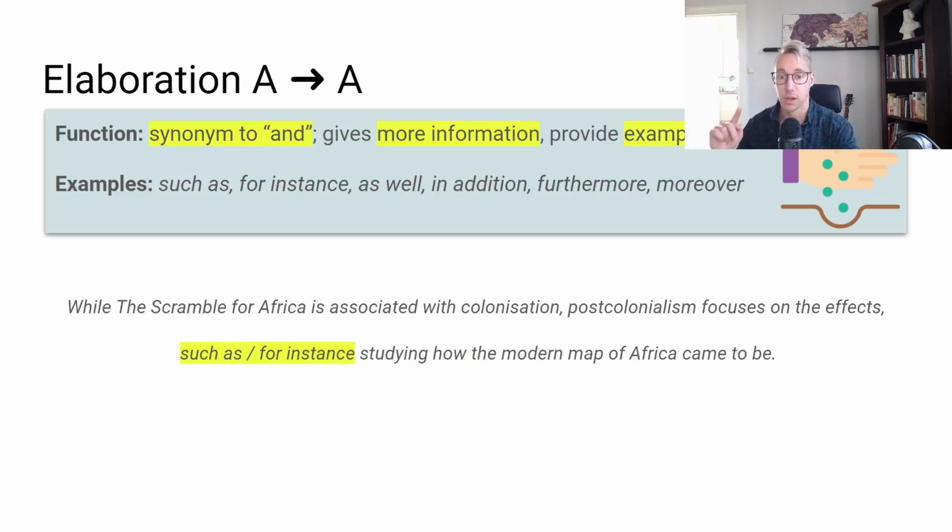Here it says, while the scramble for Africa is associated with colonization, postcolonialism focuses on the effects such as studying how the modern map of Africa came to be. Or you could say, for instance, studying how the modern map of Africa came to be.